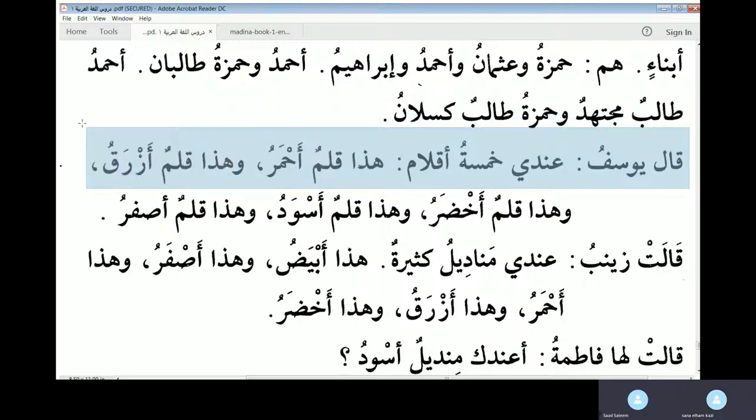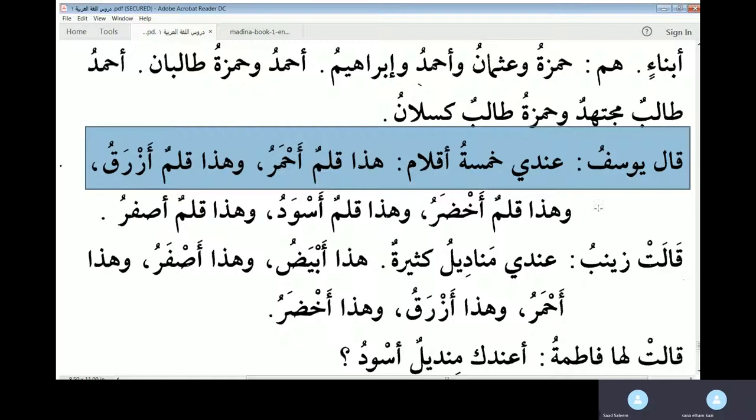Kala Yusufu. Yusuf said, indi khamsatu aqlamin. I have 5 pens. Hadha qalamun ahmaru. This is a red pen. Why is ahmar mamnu' min as-sarf? Because it follows the pattern of af'alu. Okay.